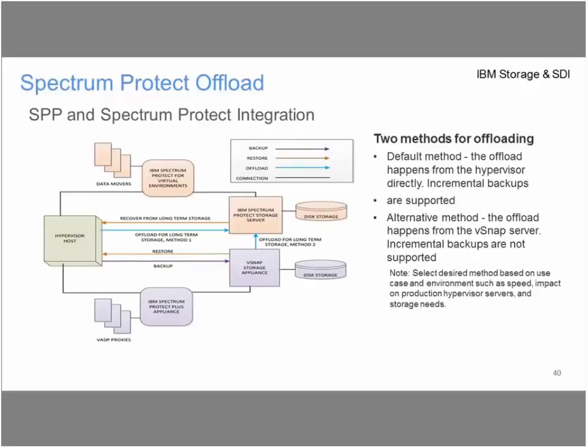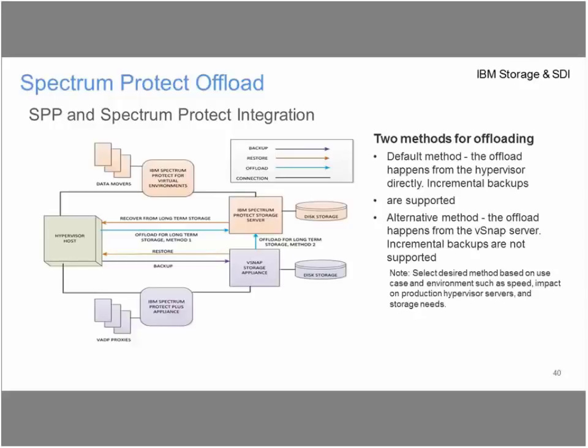There are actually two methods for offloading the data out of the Spectrum Protect Plus environment to the Spectrum Protect environment. The default method is going to perform the offload directly from the hypervisor. Essentially, we are going to call the necessary components on Spectrum Protect to reach out to the specified hypervisor, capture that snapshot data, and offload it to the Spectrum Protect appliance directly from the hypervisor. This does support incremental backups, so that incremental forever process still exists.